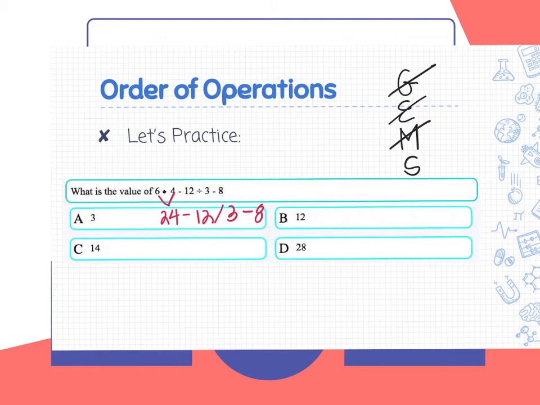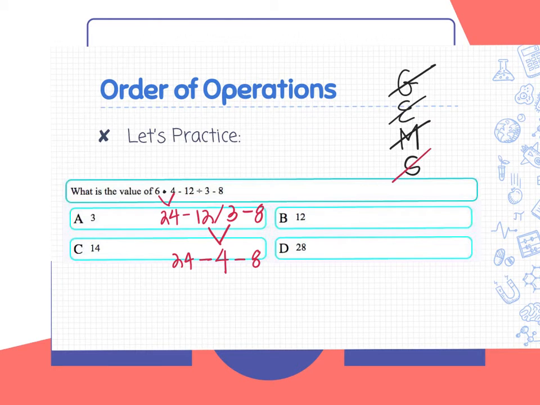And we still have some multiplication or division. We're going to pick it out of the problem wherever it is, but we go left to right. So 24 minus 12 divided by 3, that dividing sign should grab your attention. 12 divided by 3 is 4. Then we'll bring down the 24, the minus, and then after that, the minus and the 8.